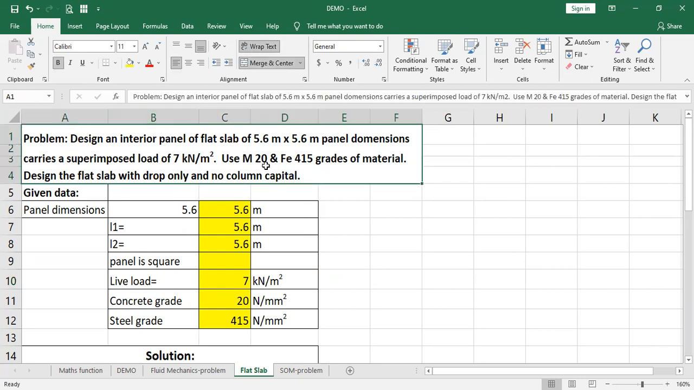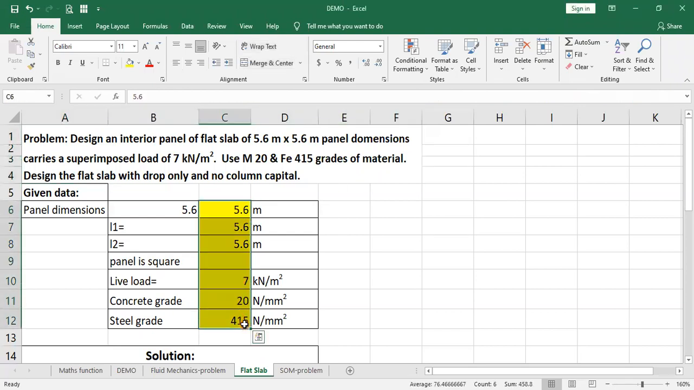This is the textual problem. Convert this textual problem to this mathematical one. This is very important, that first of all you have to convert it. If you do not convert, then you cannot use this cell address, or you cannot use this value separately. So this is very important, that you first of all convert.